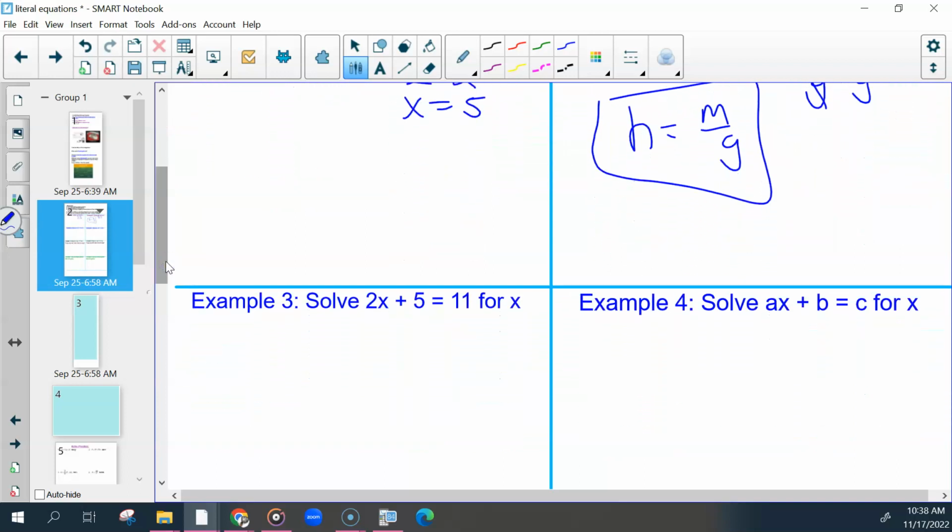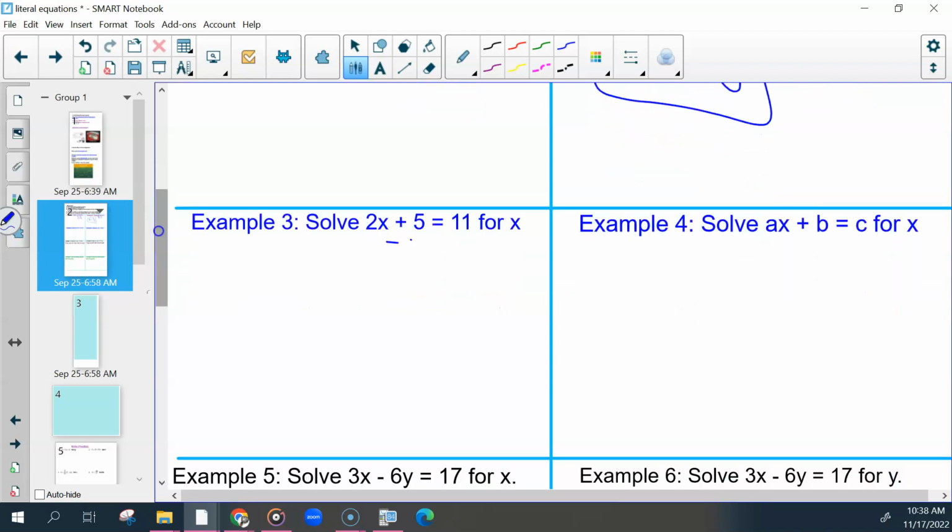Look at example 3. We are solving that one for x. What would we do first? Go ahead, Victoria. Subtract the 5. We have 2x equals 6. And then just like that last problem, we would divide everything by 2. So that's something we could put back in. 2 times 3 is 6. 6 plus 5 is 11. That works.